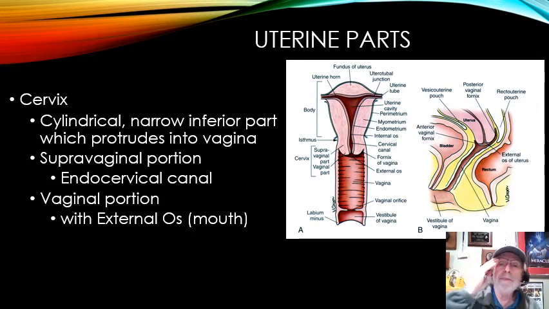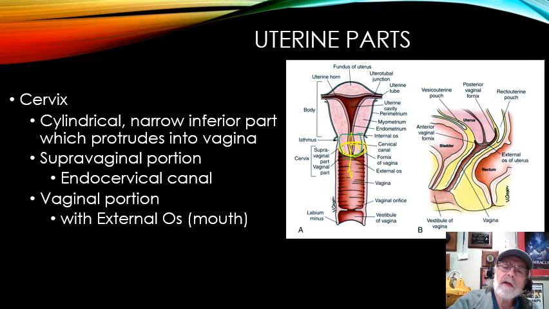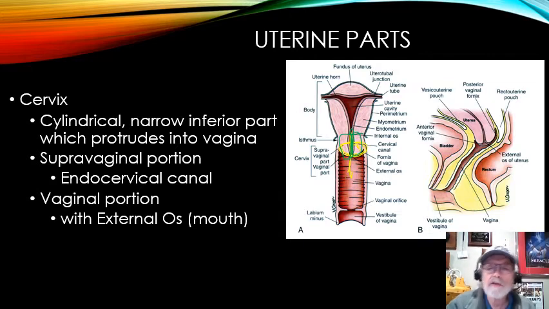Okay, the cervix deserves a little extra attention at this point. The cervix, as we talked about, is this area of the uterus down in here. It's the cylindrical, narrower inferior portion, and it protrudes into the vagina because it becomes the opening from the vagina into the uterine cavity. Like I mentioned before, the cavity right in here, that tube, is called the endocervical canal.